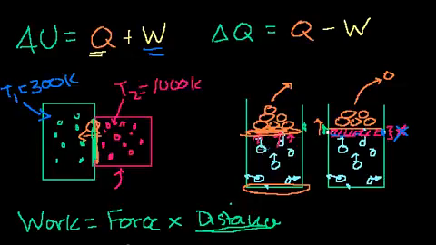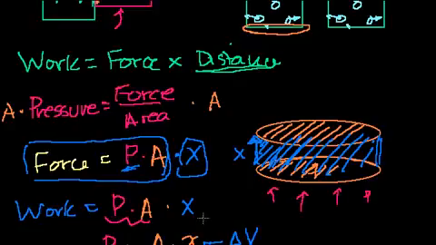We figured out that force, since pressure is force per area, by multiplying pressure times the area of our piston, and we got the amount of force we're applying. And then we multiply that times the distance that we push the piston up, and then we get the amount of work that it did by expansion, or the expansion work.